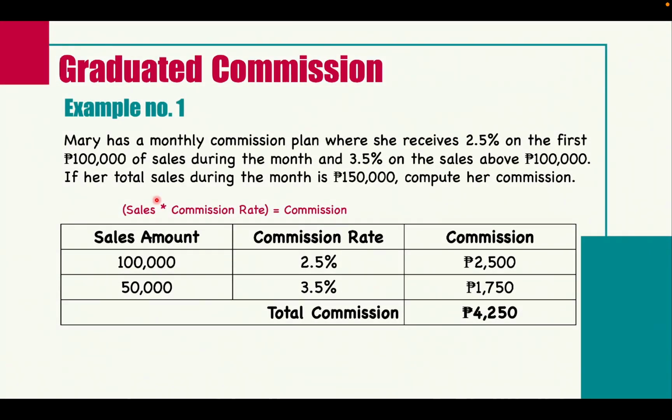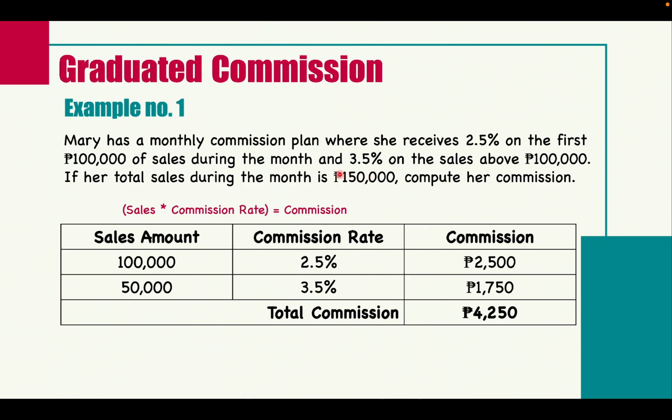Mas madali nga lang yung atake niya compared sa discount series. So, let us look at this example. Mary has a monthly commission plan where she receives 2.5% on the first 100,000 of sales during the month and 3.5% on the sales above 100,000. If her total sales during the month is 150,000, compute her commission.